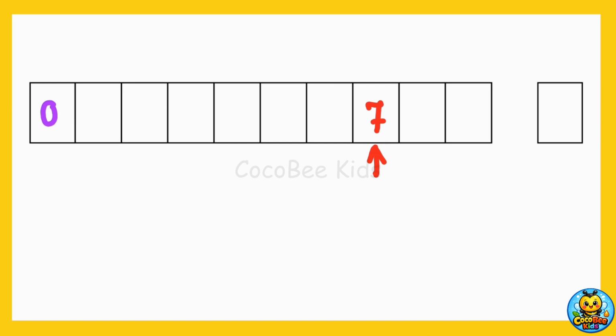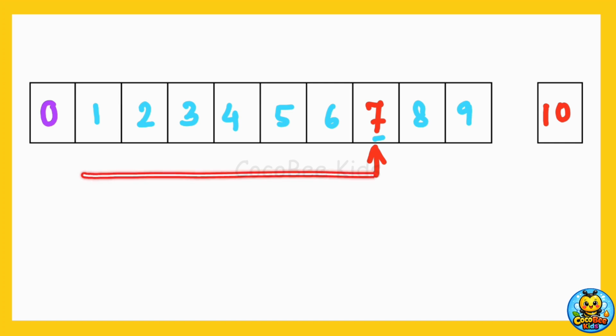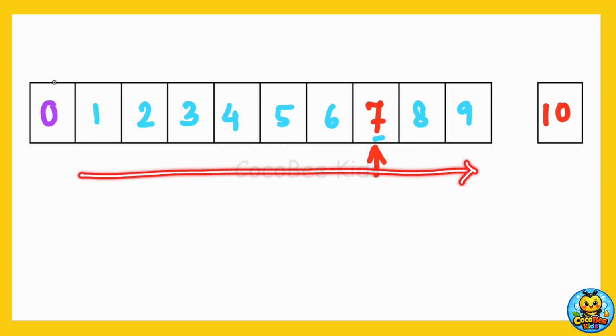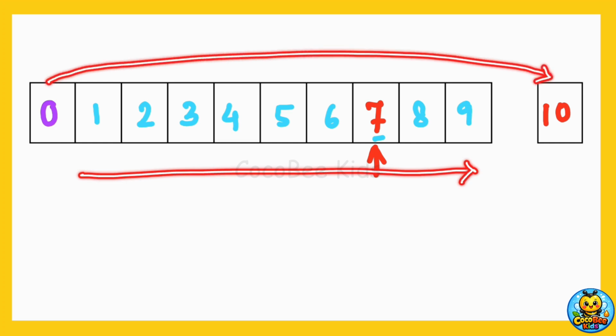So, can you tell me where exactly does 7 live? It lives between 0 and 10. So, what would be the other numbers that lie between 0 and 10? We have 1, 2, 3, 4, 5, 6, 7, 8 and 9. All the numbers from 1 to 9 belong to the 0 family, and all the numbers from 1 to 9 lie between 0 and 10.